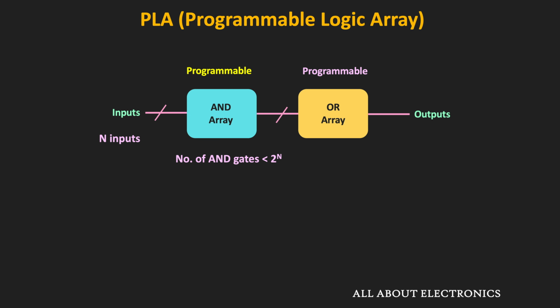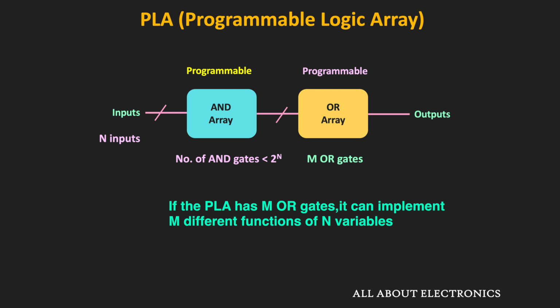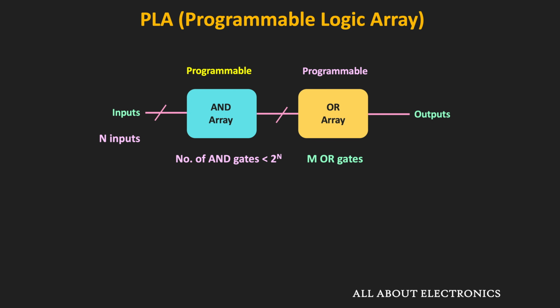And then in this OR gate array, we can have m number of OR gates. So here, each OR gate output represents one function. That means if we have a PLA with m OR gates, then it can implement a total of m different functions of the n variables, where n is the number of inputs in the PLA. And here, the connections between the AND gate outputs and the OR gates are programmable.